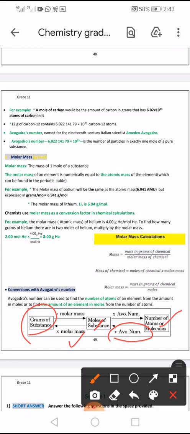If you know the moles and the molar mass and want to calculate the gram, how many gram of substance in 2 moles or 1 mole, we just multiply by molar mass.